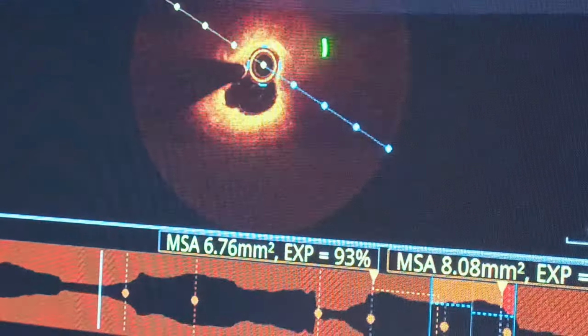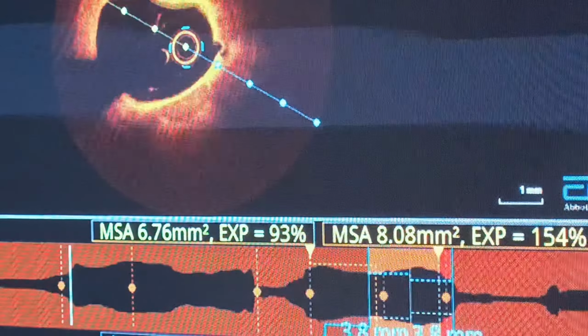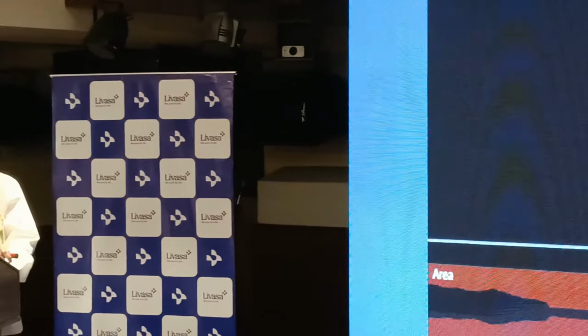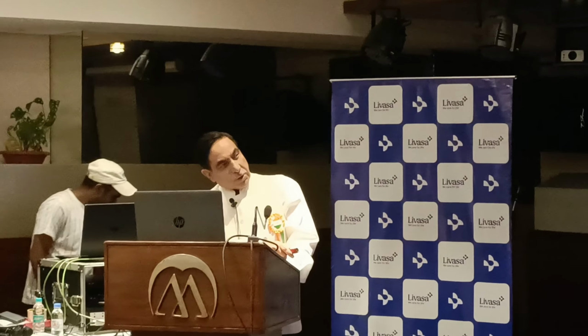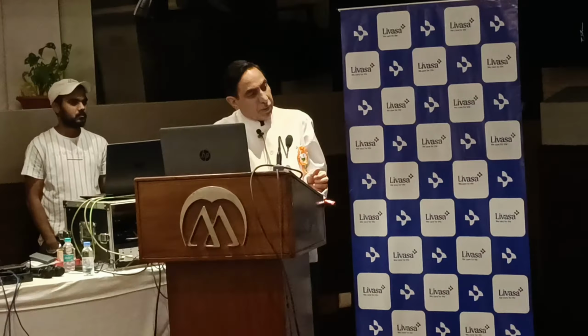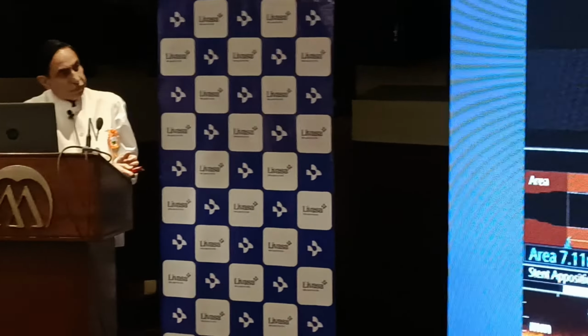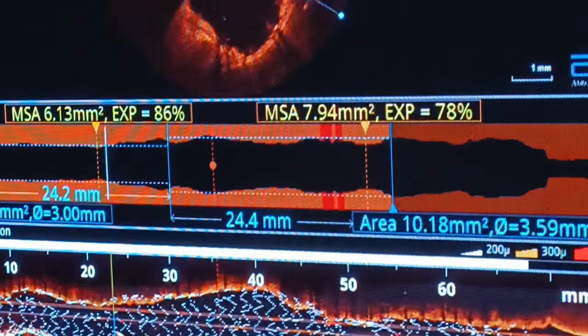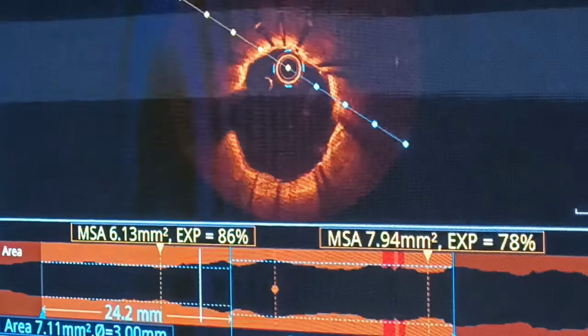You can see this area. This is a calcium nodule, and then we see another calcium nodule here. You can see 2 calcium nodules sitting here, and there's a fragment. This is how the stent looks, and this is the cross section. The entire length of the diseased segment has been very well stented.